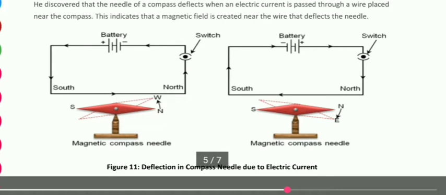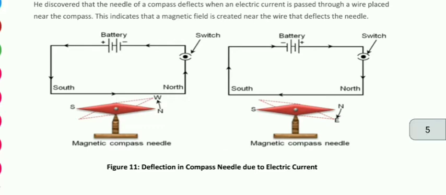First let's see the setup. Here is a battery, right? And a conductor wire is connected through a switch, and a magnetic compass needle is placed close to it. Clear? When the switch is turned on, current will flow from the positive end towards the negative end. Remember this, the direction of flow of current. The current always flows from the positive terminal of the battery to the negative terminal. So here also the current is flowing in this direction.